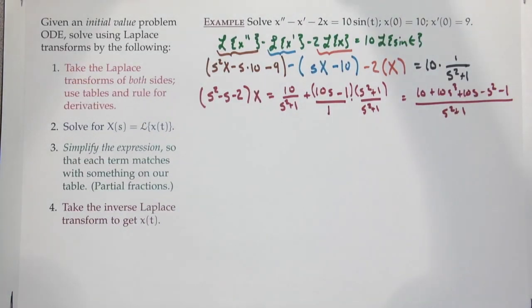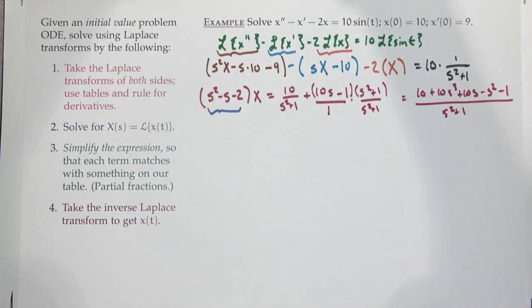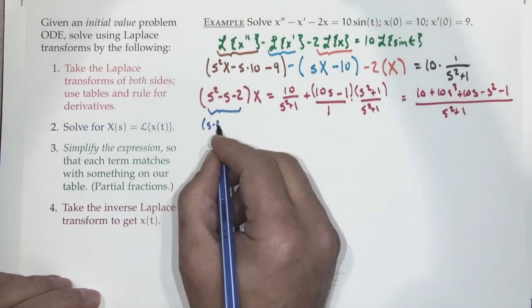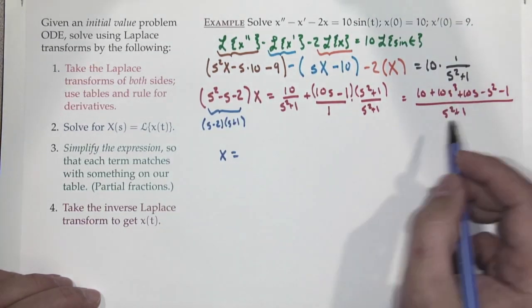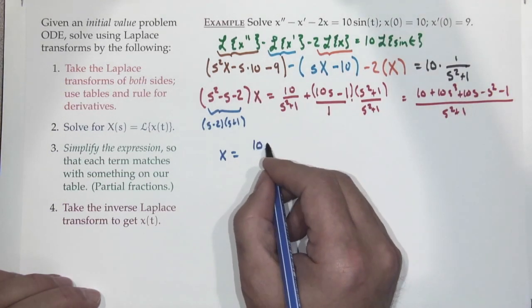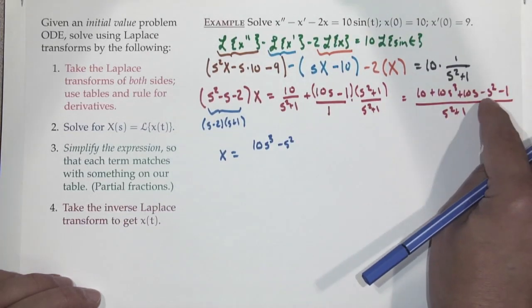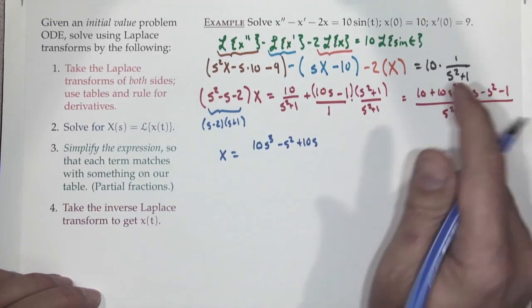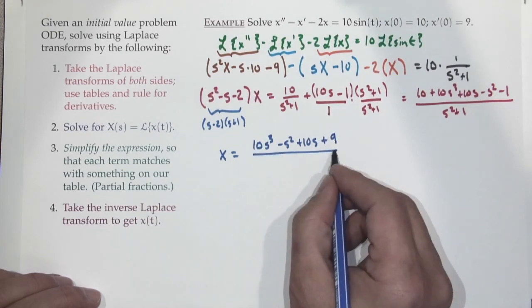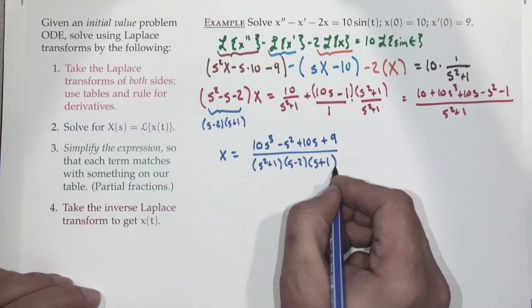Okay, so we almost have x by itself. Oh, on a side note, s squared minus s minus 2. Does that factor nicely? S minus 2, s plus 1. Yeah. So we get that x is equal to, now upstairs, this would be 10s cubed, then a minus s squared, because there's a minus s squared, and then a 10s, and then 10 minus 1 would become a plus 9. And downstairs we'd have our s squared plus 1, our s minus 2, and our s plus 1.